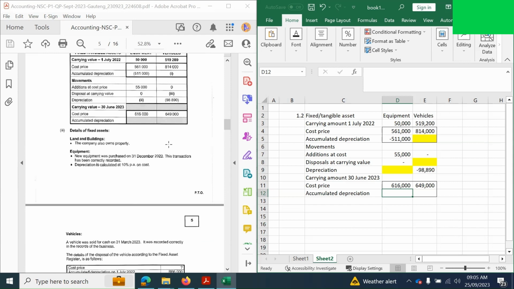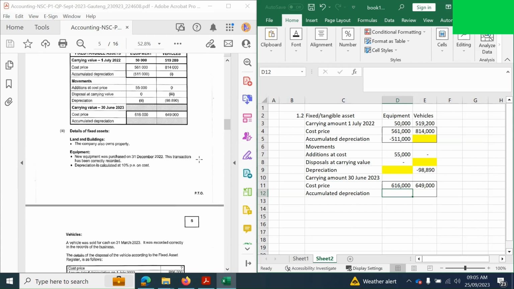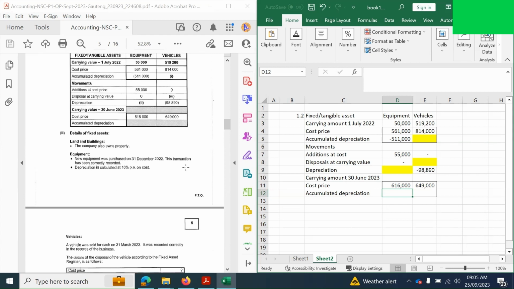Okay, so new equipment was purchased on 31st of December 2022. This transaction has been recorded correctly. Looking at equipment additions, they already provided us with additions of 55,000. And we now know that this was bought on 31st of December 2022, which means for the financial year ending 30th of June 2023, there's 6 months' worth of depreciation we need to calculate for this new equipment.